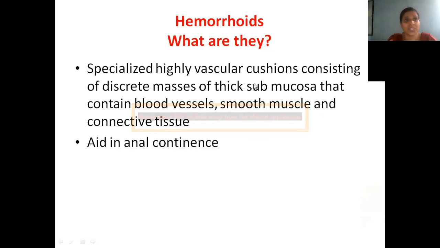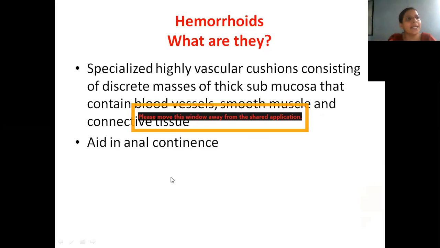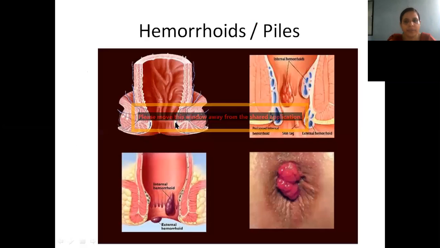So whenever blood pressure rises, like in case of portal hypertension, these veins may rupture and it may lead to bleeding per anum. Hemorrhoids are a highly vascular network consisting of discrete masses. Where do we see this venous network? In the submucosa, which contains blood vessels. Here you can see the venous network, and because of this high blood pressure or portal hypertension, they may start to bleed like this.